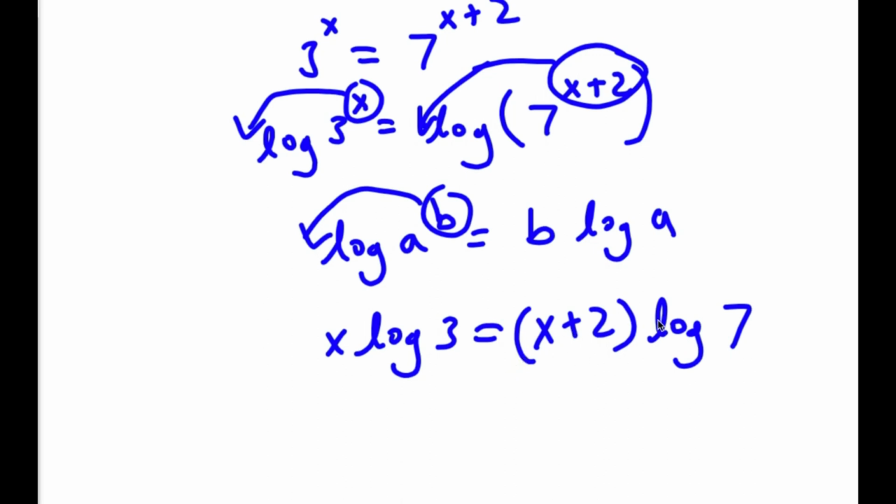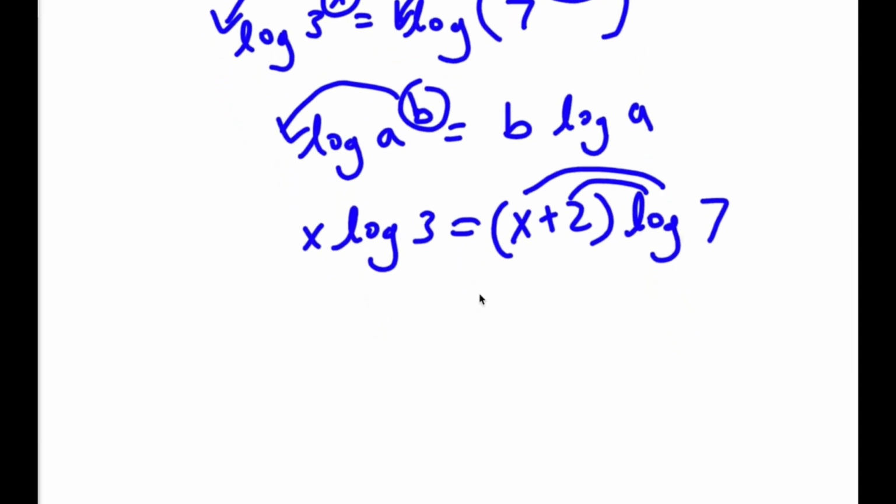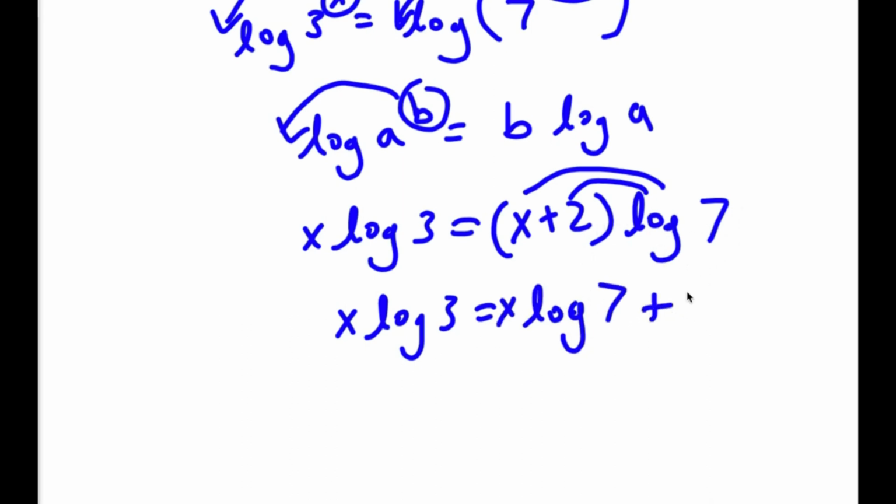Now, I can actually distribute this log 7 and multiply this. So I have x plus 2 times log 7. So if I distribute our log 7 here, I have x times log 3 is equal to log 7 times x, so x times log 7 plus 2 times log 7, so 2 log 7.